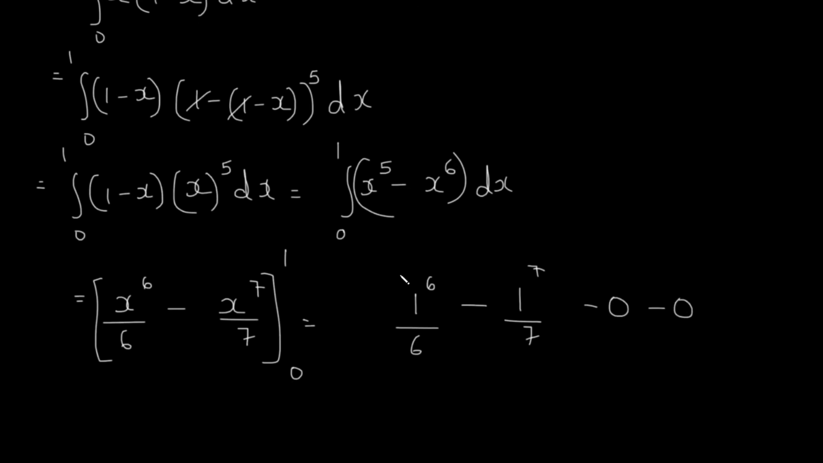As I told you, there is no need to put this minus 0 over here. It is understood that the second term is going to be 0. But yet, just to show that we know the sum, it is better if you put it over there. So 1 raised to 6 means 1. So 1 upon 6 minus 1 upon 7. Equalizing the denominator, we get (7 minus 6) upon 42. And so the answer turns out to be 1 upon 42.